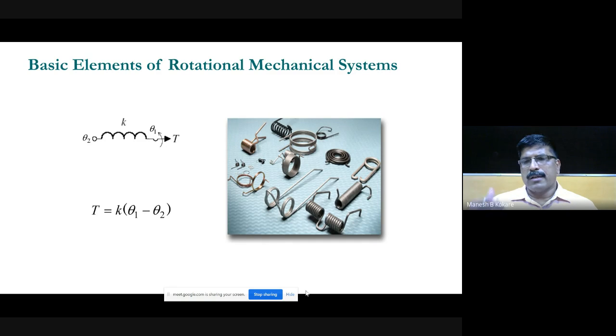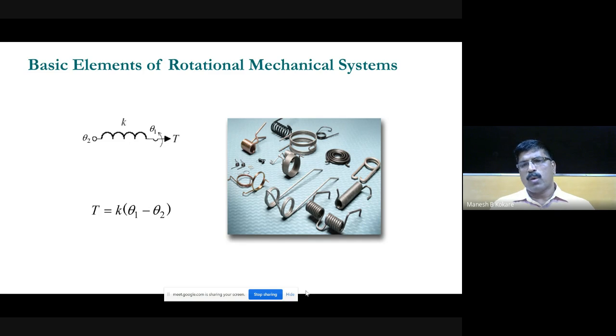You know that displacement in a linear or translational mechanical system is represented by x, which is linear displacement, whereas in a rotational mechanical system, this will be the angular displacement. This angular displacement is given by the symbol theta. If we consider theta1 as the angular displacement at this point, and theta2 as the angular displacement at this point.